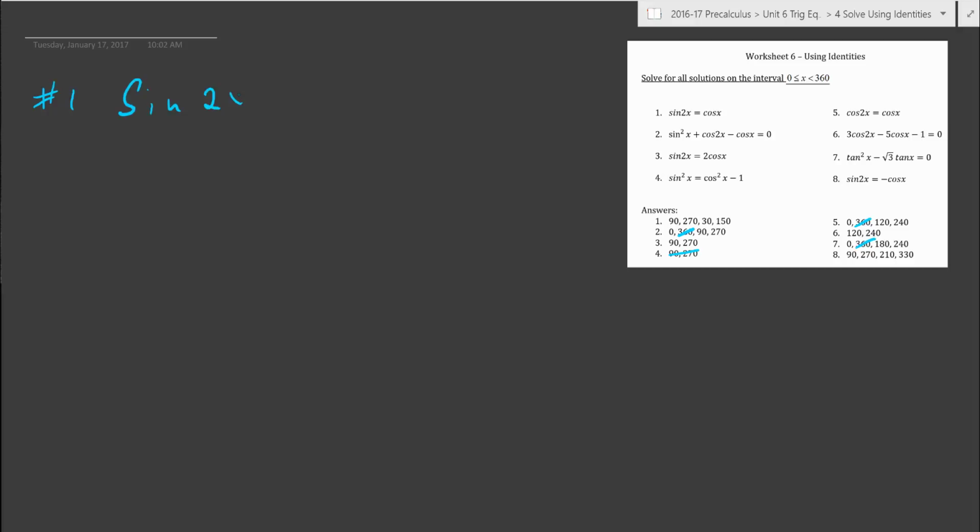Sine of 2x equals cosine of x. First thing to notice here is that we have a double angle, 2x. We'll use the double angle identity to replace that. And sine of 2x is equal to 2 times sine of x, cosine of x. Well, that is equal to cosine of x.